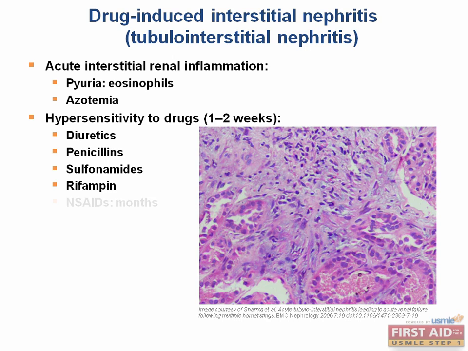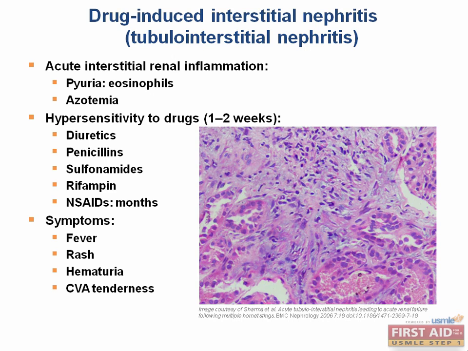NSAIDs can also cause a hypersensitivity reaction even months after taking them. Symptoms include fever, rash, hematuria, and CVA tenderness, and sometimes the disease can even be asymptomatic. It's a critical part of treatment to remove the offending drug.